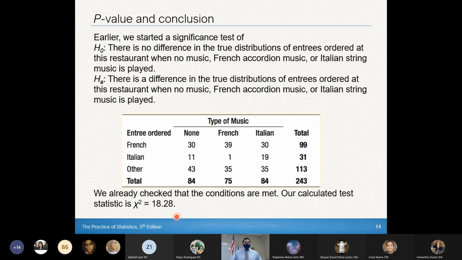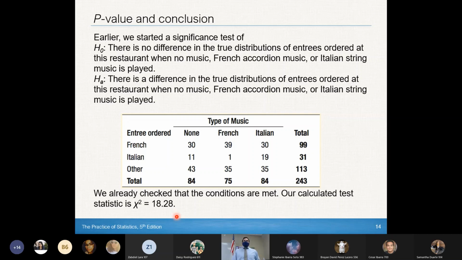Notice there is really only a one word difference between these two hypotheses. First one says there is no difference. The second one says there is a difference. Other than that, they are word for word the same. All right, copy paste.